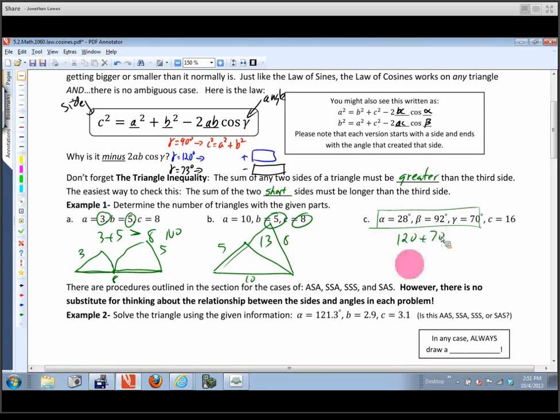And then if I add 70 to that, that's 190 degrees. And we know that that won't work. So we get one triangle on this one, none on this one, and none on this one right here.